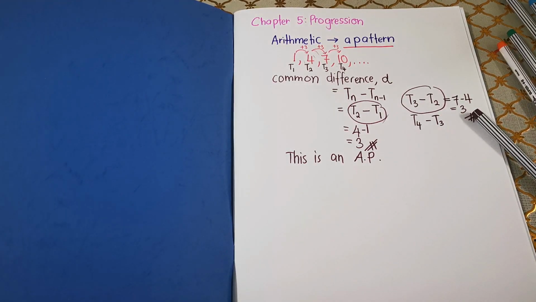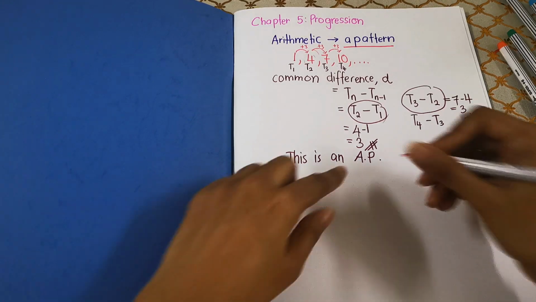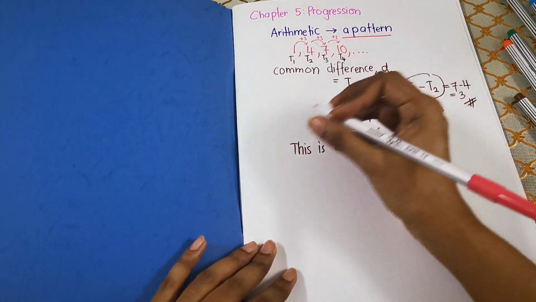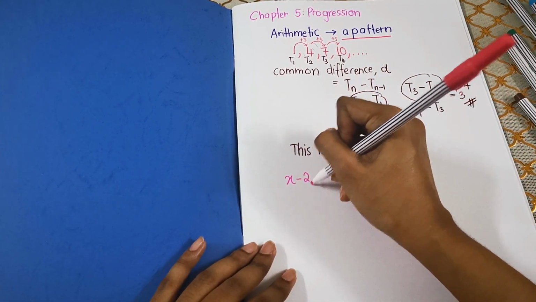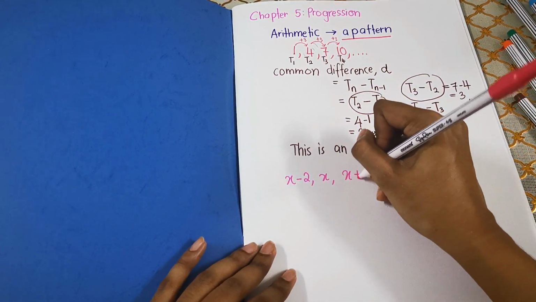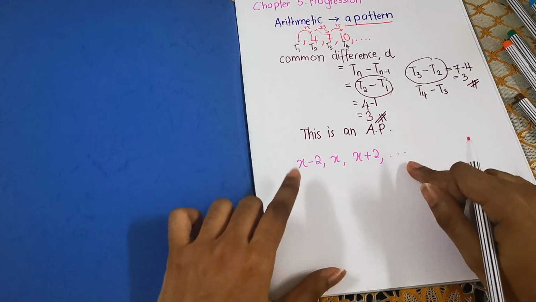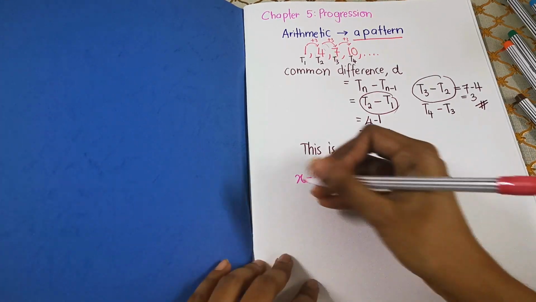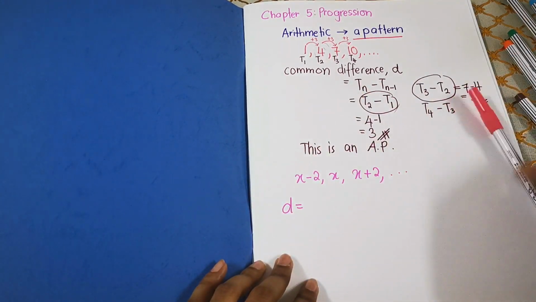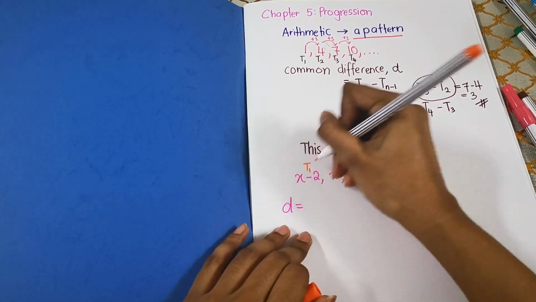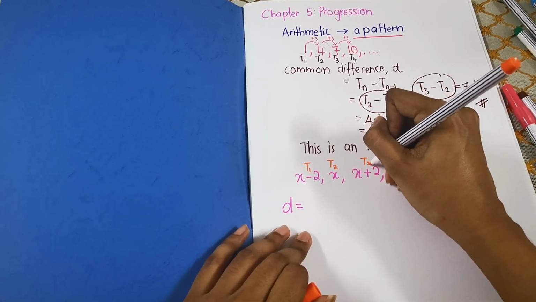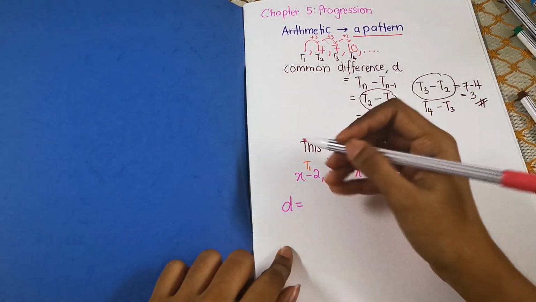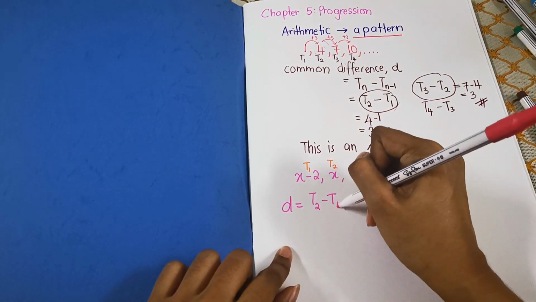Of course, write down the full wording, arithmetic progression. Now let's look at another example. Let's say I give you x minus 2, x, x plus 2. Determine if this is an arithmetic progression. First, what we have to do is find the common difference. Here we have term 1, term 2, term 3, so label it. Now we take term 2 minus term 1.